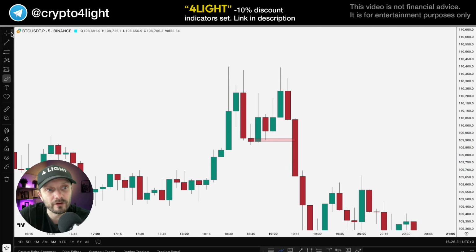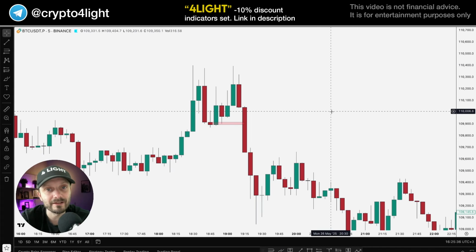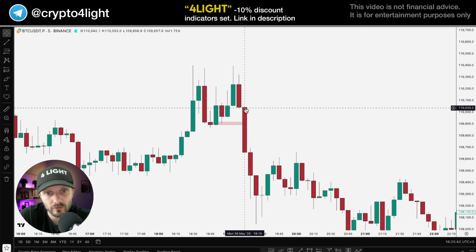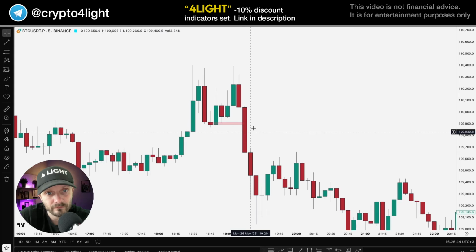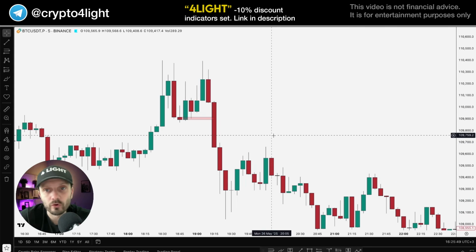Usually it happens, from what I found, at key moments inside the session or on some news, right? So we crash it down, and this is the breaker block. The full candle with the wicks is called the breaker block, or breaker.